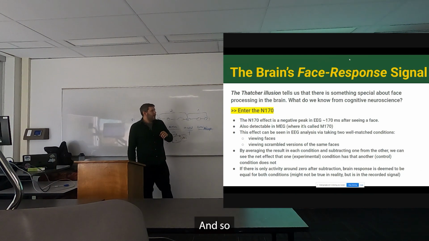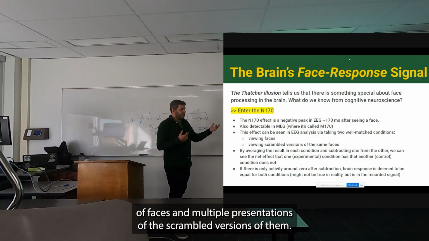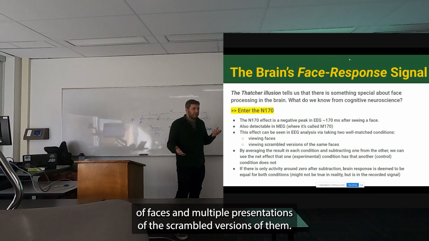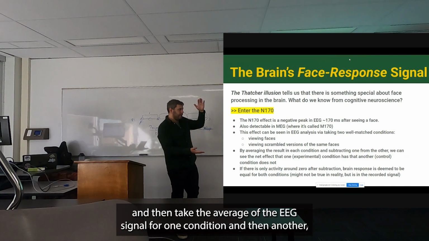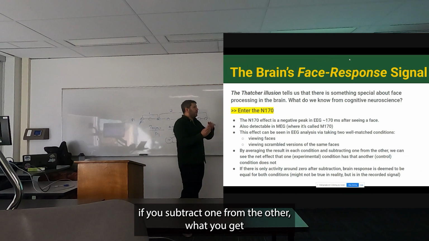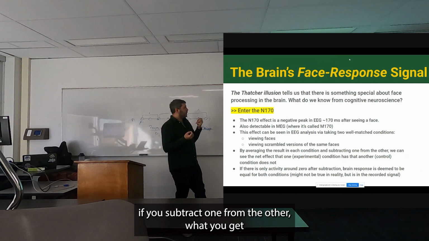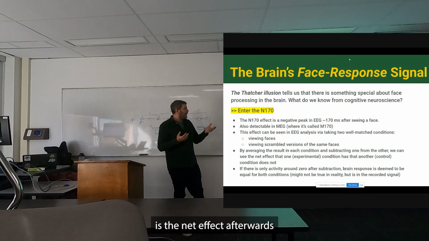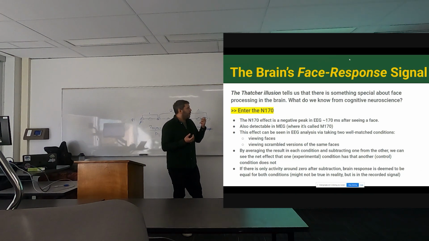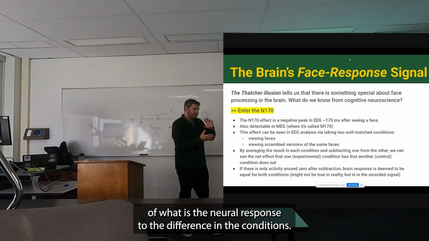So the idea is you have multiple presentations of faces and multiple presentations of the scrambled versions of them. And so if you can align everything to the onset of the presentation and then take the average of the EEG signal for one condition and then another, if you subtract one from the other, what you get is the net effect of what is the neural response to the difference in the conditions.